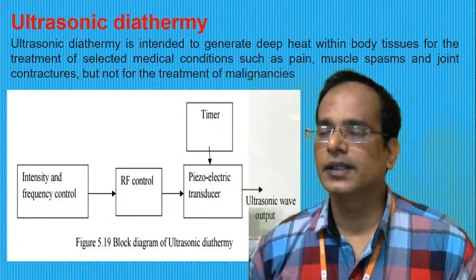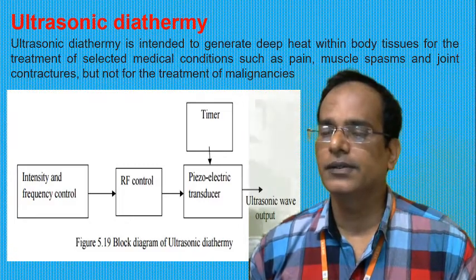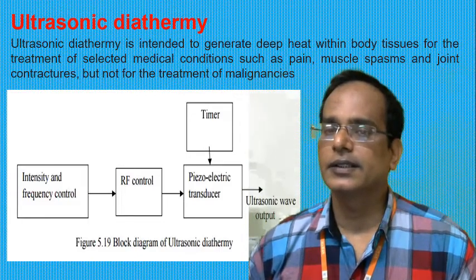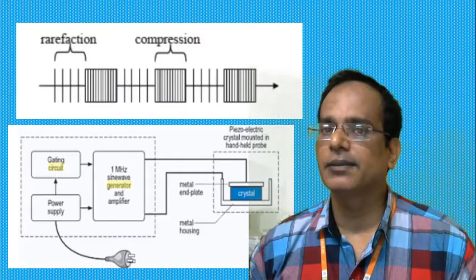So the direction of wave travel and the amplitude are in the same direction. That's why we call it a longitudinal wave. So here we know that a longitudinal wave has compression and rarefaction. You are going to see here, rarefaction is there, compression also. So this is the ultrasonic wave.